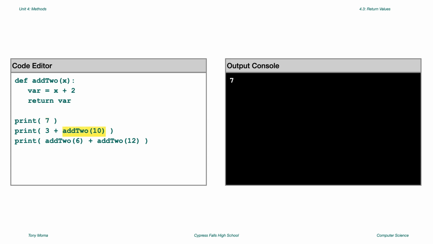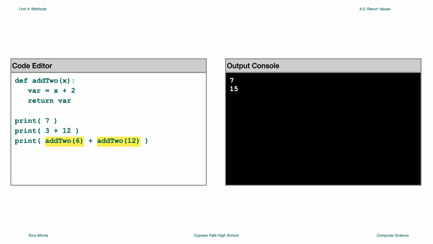In the second line, we use the add2 method as part of an expression, as a part of an addition expression. So what happens is, before we can do the addition, we must first execute the add2 method. So what happens? 2 will get added to 10. That gives us 12. And thus 12 gets returned. Now that we got a value in place of the method call, we can now execute the expression. 12 plus 3 is 15. 15 is what gets printed out.